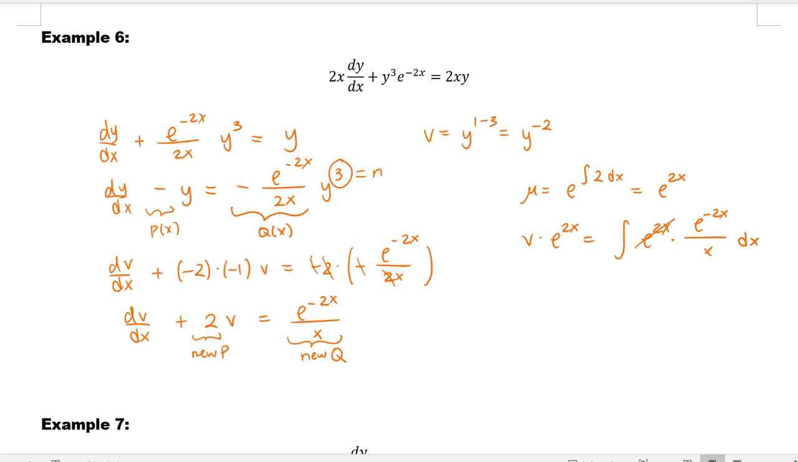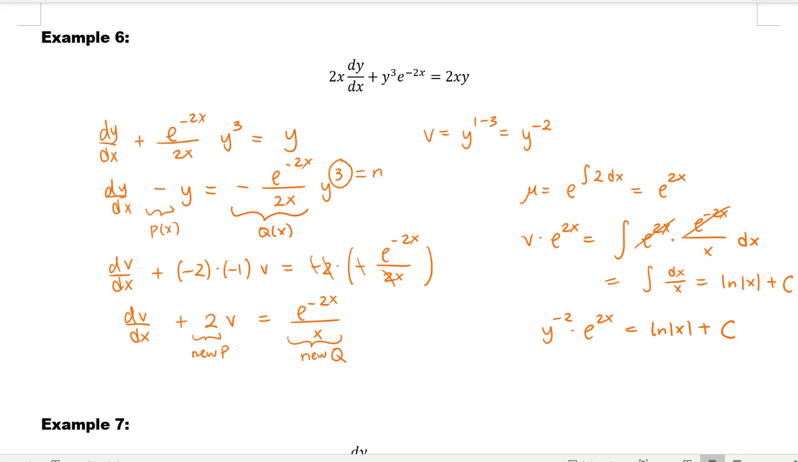Do you see what happened? They cancel. The integral of dx over x is ln of the absolute value of x plus c. So v is y to the negative 2. You can leave it like that, or you can solve for y. If the problem asks you to solve for y explicitly, then you can keep going and solve for y.